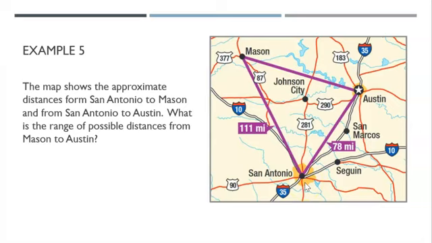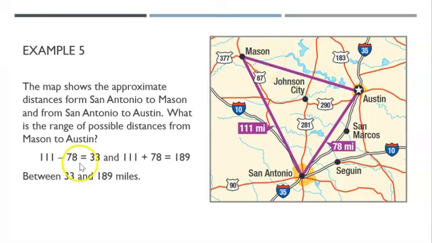So all we have to do is the same thing that we have been doing. Find a range of possible values for here. I subtracted 111 minus 78 to get 33, and I added 111 plus 78 to get 189. So it's between 33 and 189 miles.